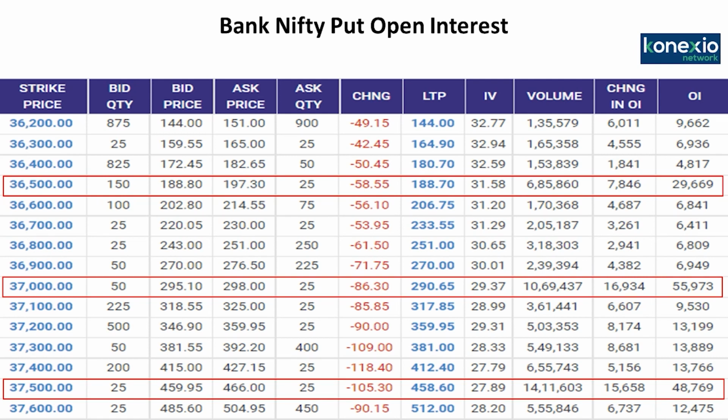Now here you can clearly see there has been a rise in the open interest. Implied volatility is very high. I will use the word exploding: implied volatility in Bank Nifty puts is exploding. It is between 27.89 and 31.58. There has been a significant drop in the Bank Nifty puts premium.